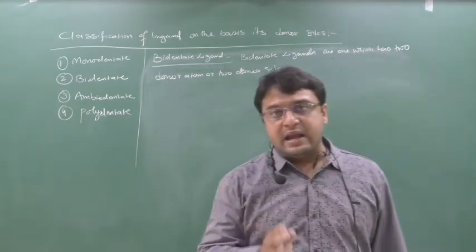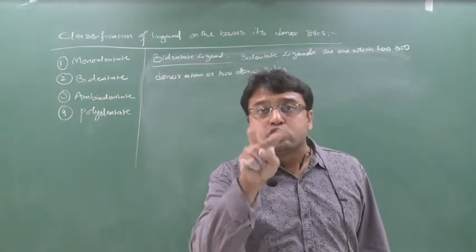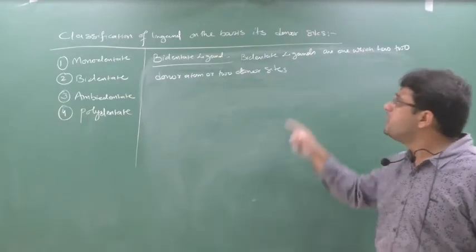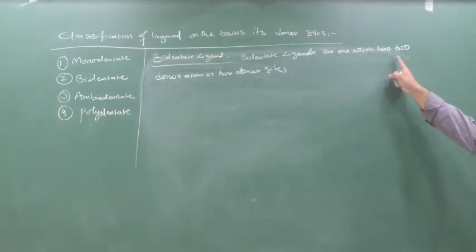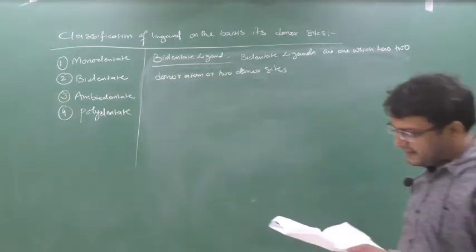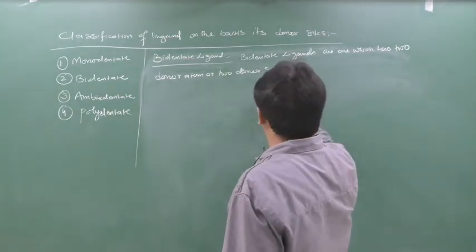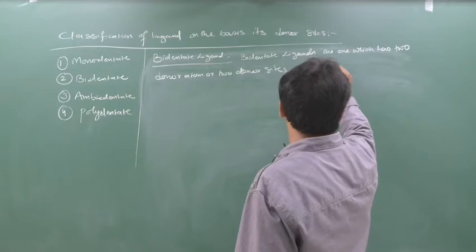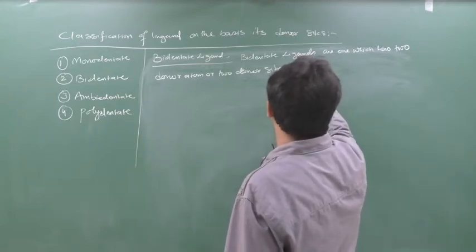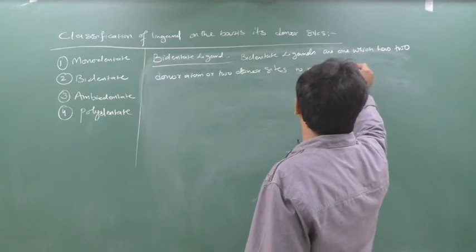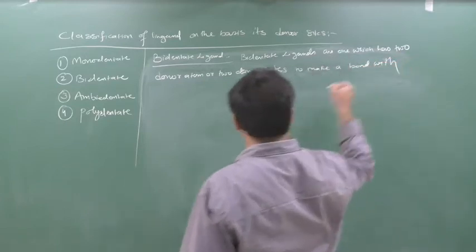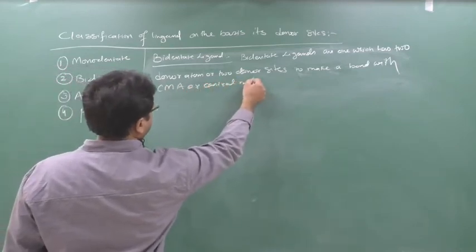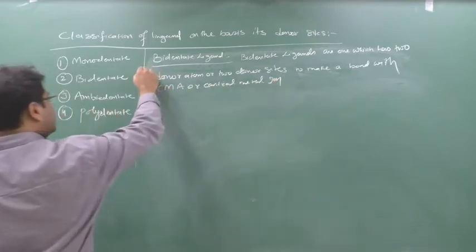This bidentate ligand is a ligand which has two donor atoms, or there are two sites. Electrons can be obtained from two atoms, however many. Clear this part? So bidentate ligands are ones which have two donor atoms or two donor sites which bind, or which bond, or two donor sites to make a bond with central metal atom or central metal ion.